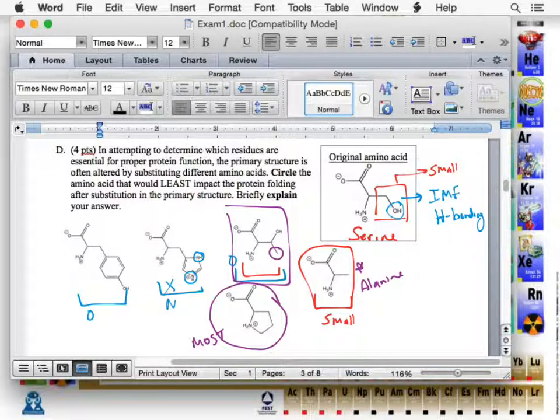Serine is classified as which amino acid? Polar, but uncharged. Histidine is basic. We've changed the functional reactivity of the amino acid. That could have a very large effect. Tyrosine, we aren't changing it. Tyrosine is still polar neutral. Histidine is polar, but it's polar basic.